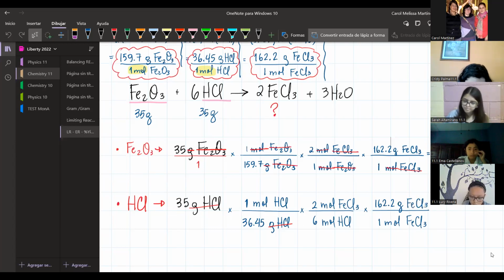Get rid of the units. Moles HCl with moles HCl, moles iron 3 chloride with moles of iron 3 chloride, and the remaining are going to be grams. How many grams? 51.92. Okay.